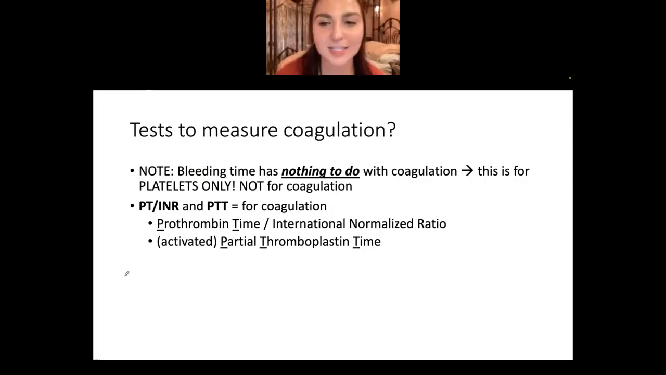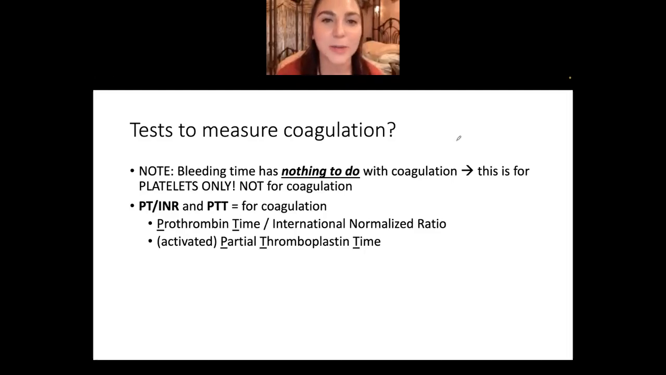All right, so tests to measure coagulation. No bleeding time. Bleeding time's out. Bleeding time has absolutely nothing to do with coagulation. Remember, bleeding time is only for platelets, not for coagulation. Don't forget that. They will try to trick you. If you have a prolonged bleeding time, you have a platelet disorder. That's it, right?